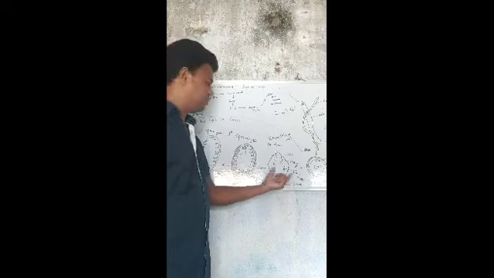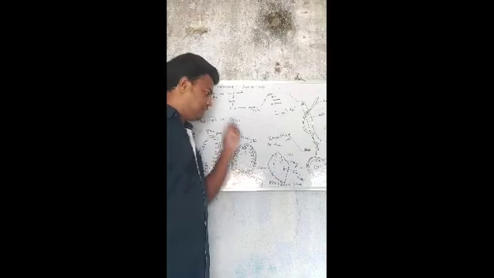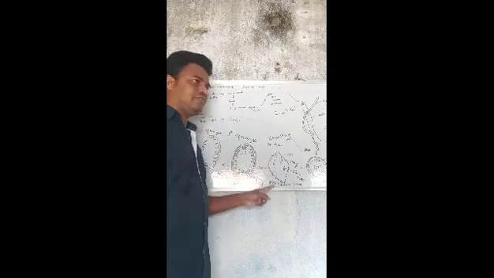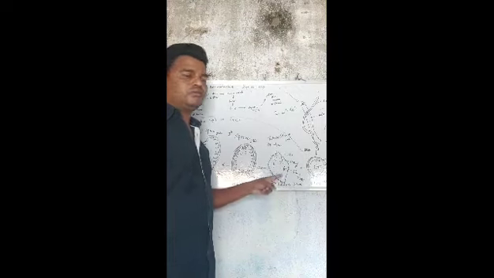The miracidium larva is oval shaped. The body is completely covered with cilia. That's why they can move.